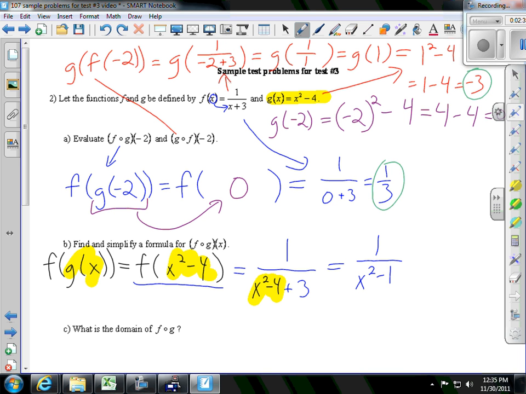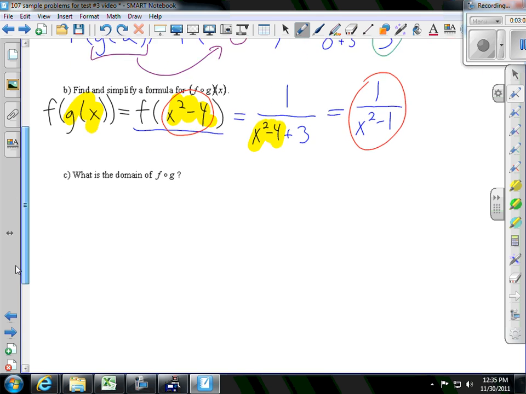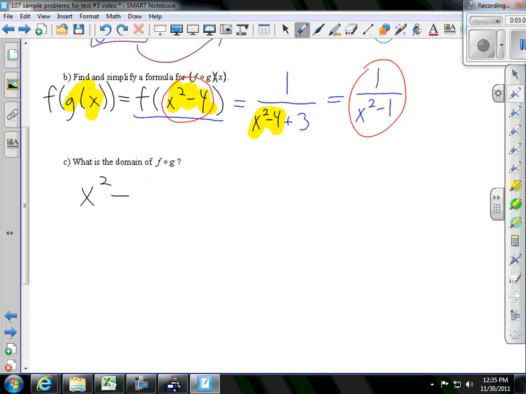And then part C, what's the domain of f circle g? Okay, so in terms of domain, first thing to look at, we didn't really stress this too much in class, but we look in here, that function x squared minus 4, the domain of that is all real numbers, so we have no worries there. So then the last thing to do is look at the final answer and ask about the domain here. And in this case, we have division, and we need to make sure that x squared minus 1 is not equal to 0, because we can't divide by 0.